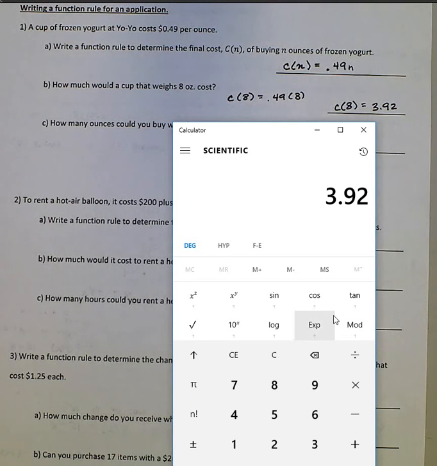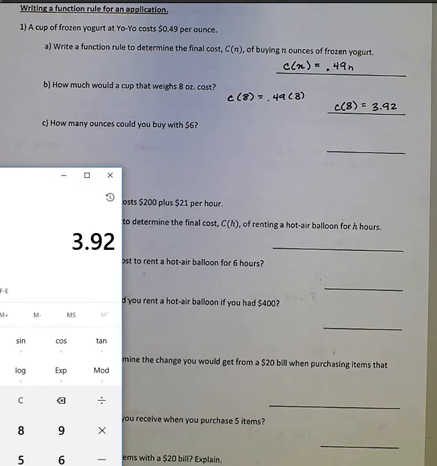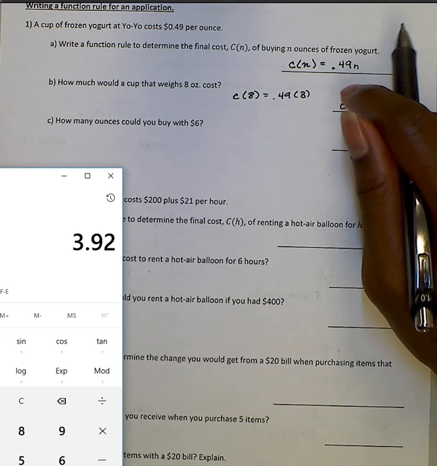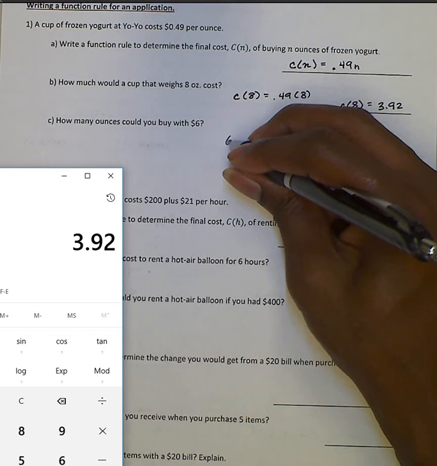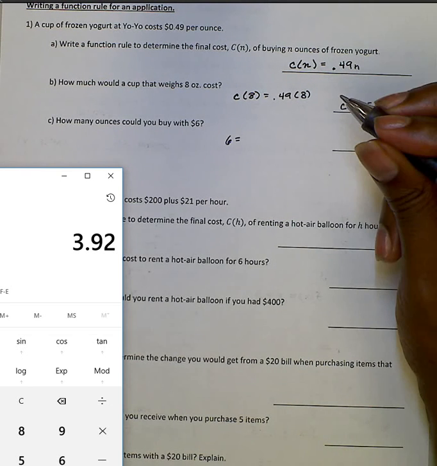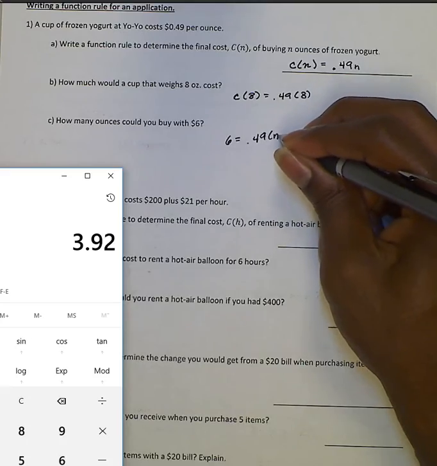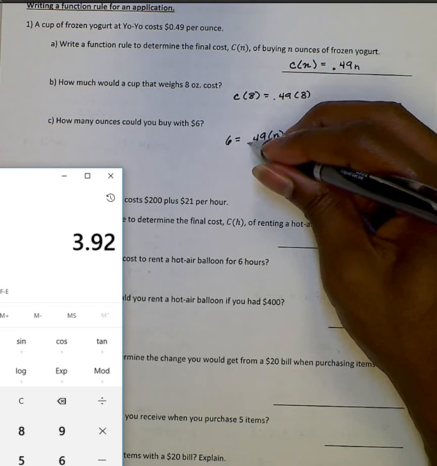Move this out of the way a little bit. How many ounces would you buy with $6? Okay, so now instead of having a C of 8 or anything here, I know that this is my total cost. I'm going to put 6 here. Now I don't know what n is, but I can find this out with this equation.